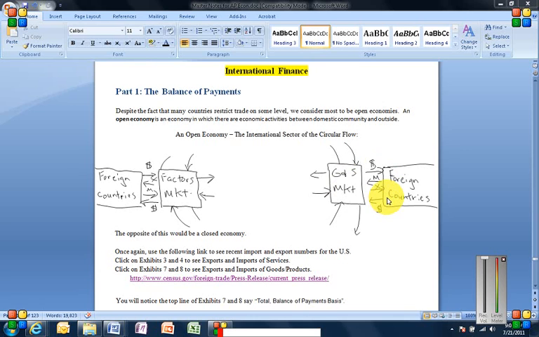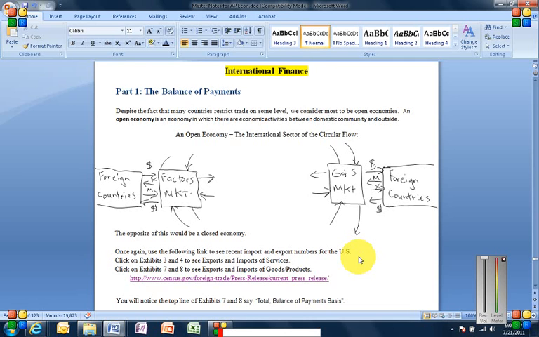The opposite of this, of course, would be a closed economy, and if you were going to visualize that with a circular flow, then you would just have the C, the I, and the G, and no NX. But once again, go to the following link that we have here, we've used it before, to see recent import and export numbers for the United States. Click on Exhibits 3 and 4 to see exports and imports of services. It's easy to forget that we buy and sell services, but also click again on the Exhibits 7 and 8 to see exports and imports of goods and products.